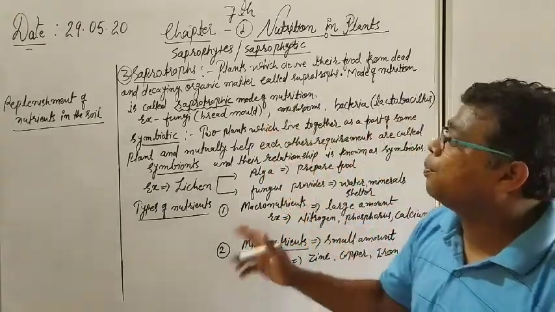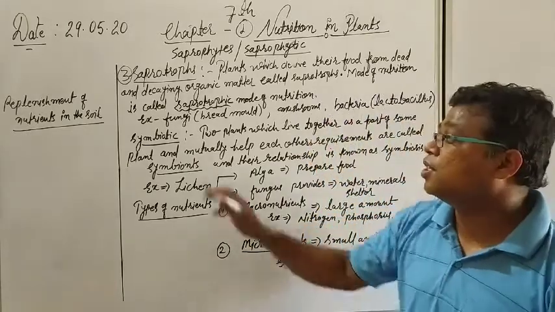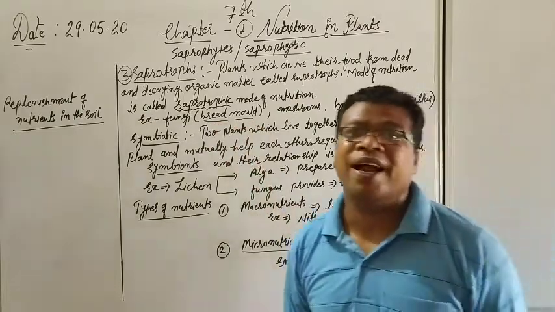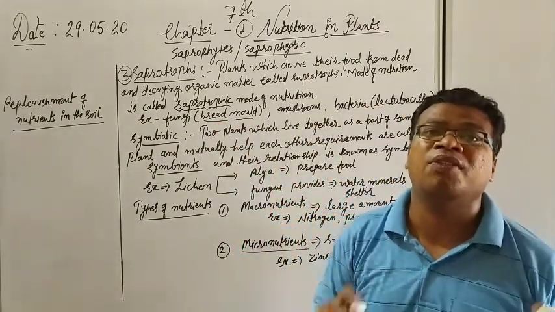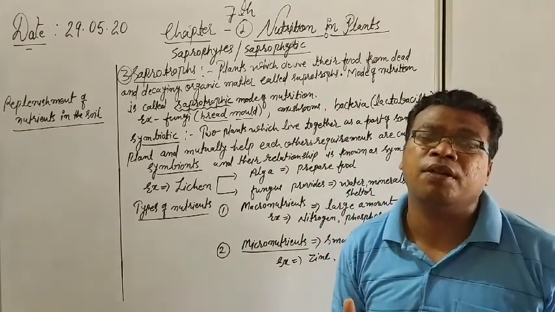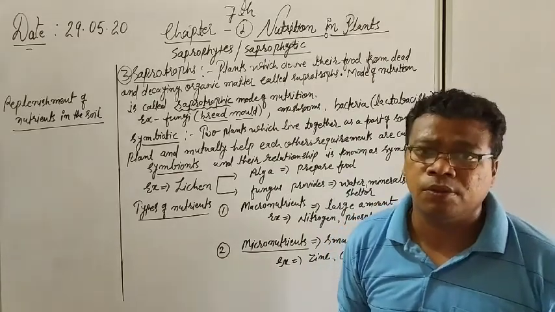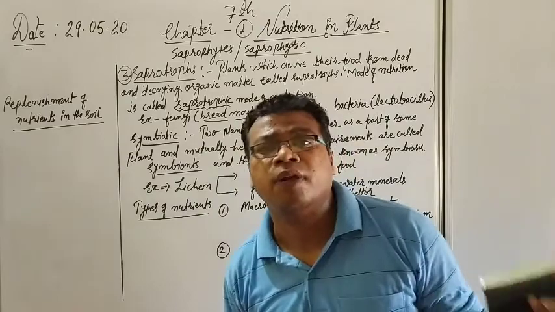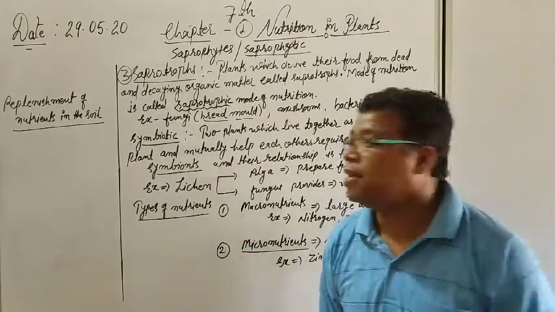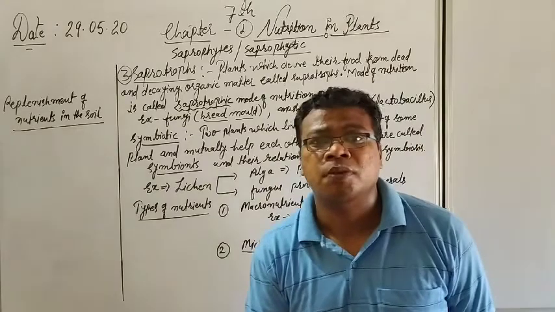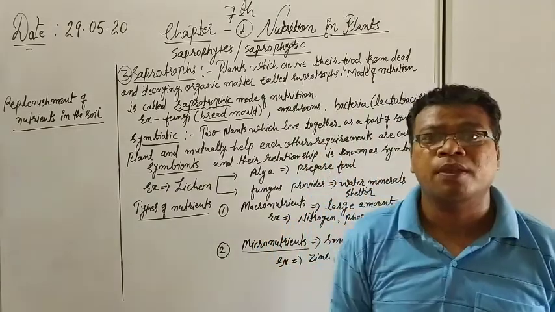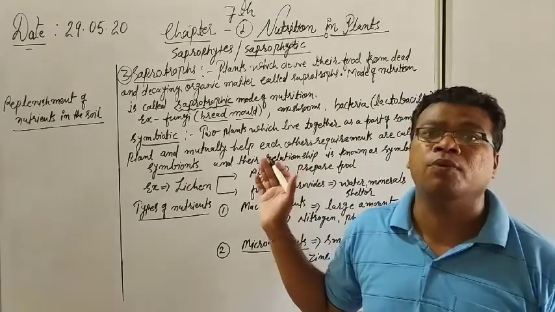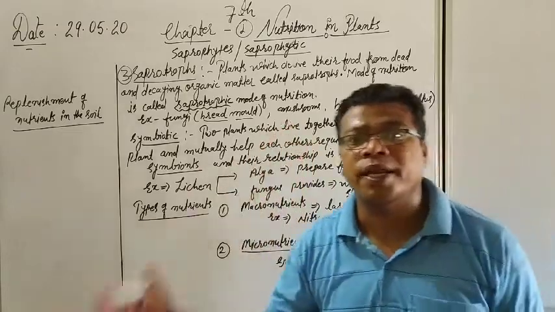Now we have to see the examples. What are the examples of these saprotrophs? First is the fungi, for example bread mold, the kind of fungi you can see on bread in the form of green color. Sometimes you can see that fungi on cloth and leather material also. Fungi is a good example because they get their food from the dead and decaying organic matter, from the dead remains of plants and animals. Second example is the mushroom, one of the common examples. Sometimes it is also eaten as a vegetable, but they get their food from the dead and decaying organic matter.